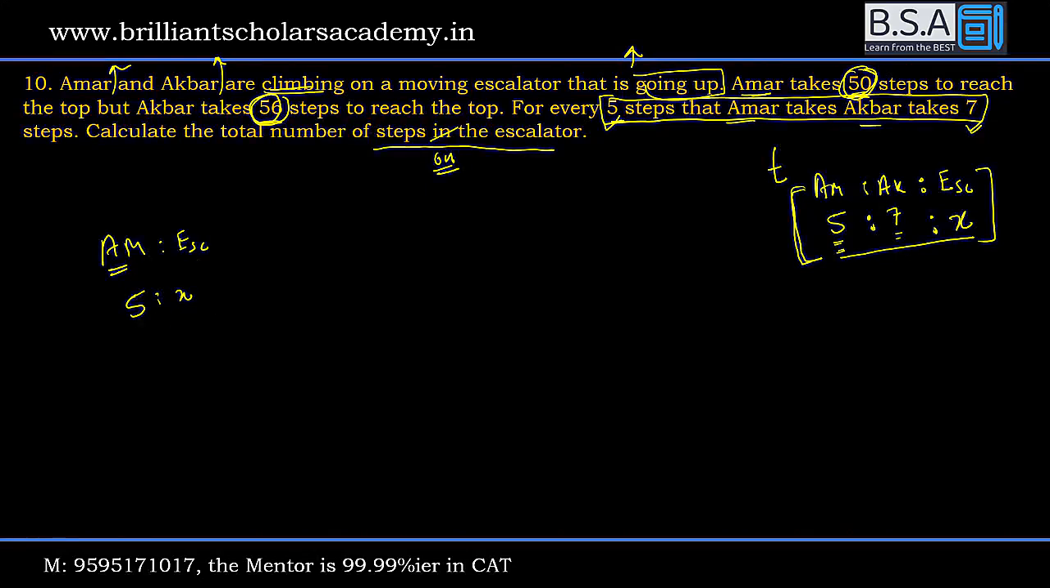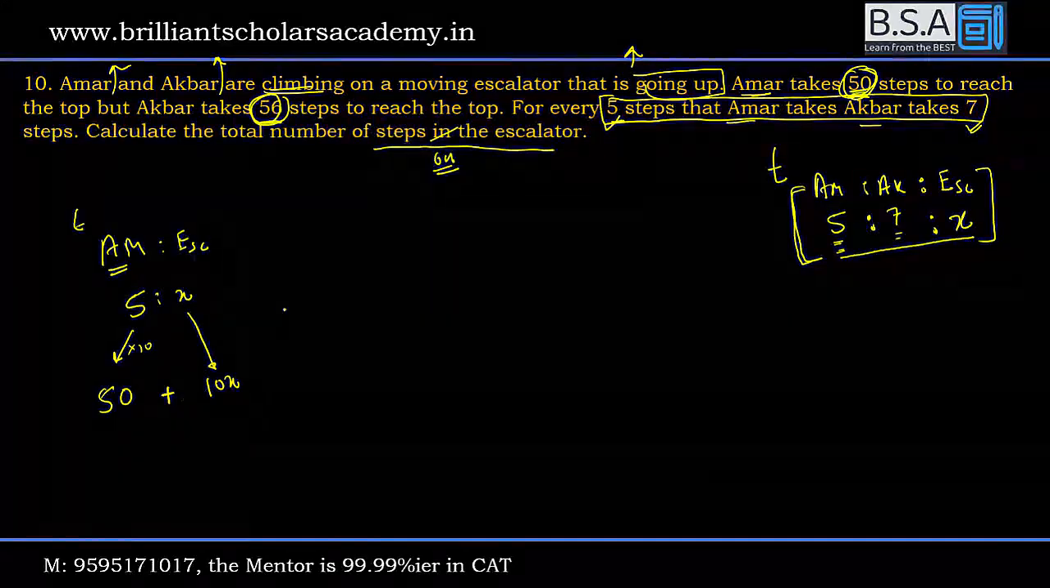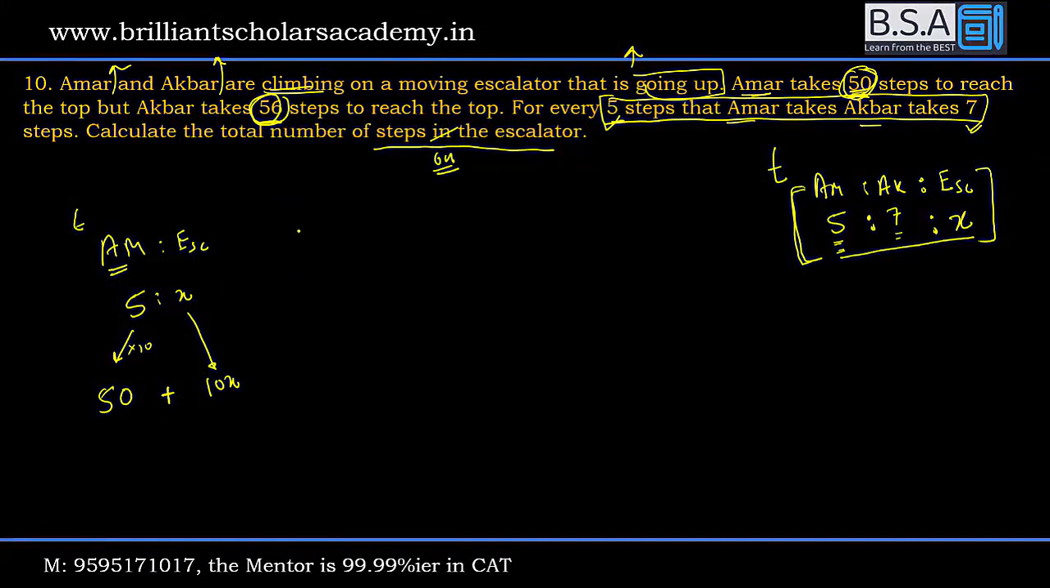So do you see, in the same time Amar takes 5 steps. I want it to be 50. If you want it to be 50, you are making it 10 times. तो ये भी तो 10 times होगा ना. This will match with Akbar and escalator. What is the ratio? 7/X. Akbar 7 steps चलेगा तो escalator को X चलना पड़ेगा.